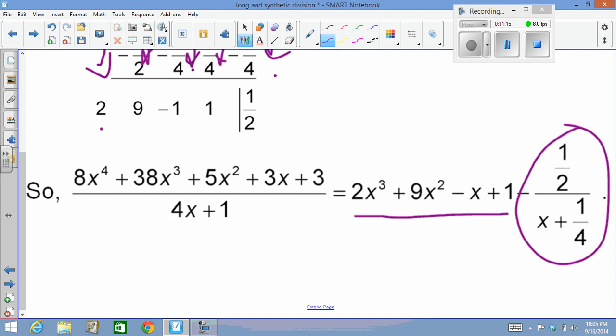So if I look at the fraction in the numerator and the fraction in the denominator, my common factor is 4. So I'm going to multiply by 4 on the top and 4 on the bottom. When I multiply by 4 on the top, I'm going to end up with a 2 in the numerator. When I multiply by 4 in the bottom, I'm going to end up with 4x plus 1. So if I change it from my complex fraction, I would end up with this whole polynomial of 2x cubed plus 9x squared minus x plus 1 minus 2 over 4x plus 1 as my answer. And that is how we do synthetic division.